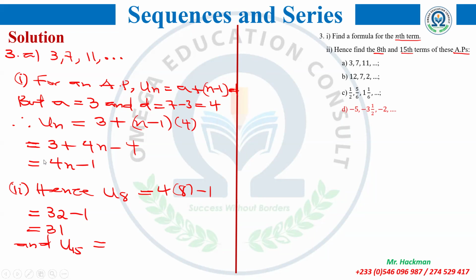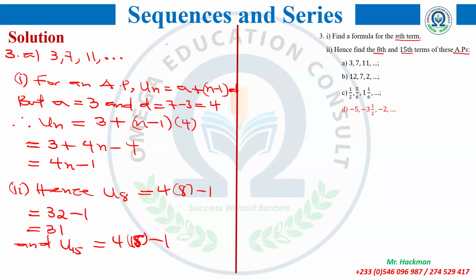Once we know the simplified version of the u sub n, that is what we will use to find any particular term. So use only this one. Please take note. At this point, I'm again going to use this, which will give me 4 times 8, then minus 1. Oh, sorry, 4 times 15, forgive me, because my n is 15 this time around.